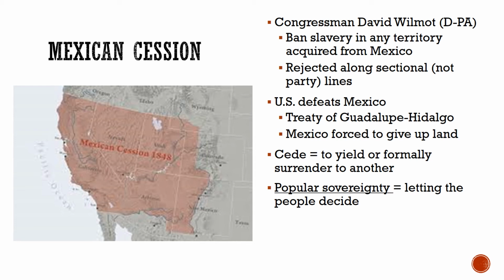I mean, even as soon as the war breaks out, there was an effort by this guy, Congressman David Wilmot, to completely ban slavery in any territory that we were to acquire from Mexico. Now, keep in mind that the war has just broken out, and Wilmot is saying, if we happen to gain any land from Mexico, we're not going to allow slavery there. When this Wilmot Proviso is proposed in Congress, it's rejected, not along party lines. So this is not a debate between the Whigs and the Democrats, but rather a debate between Northerners and Southerners.